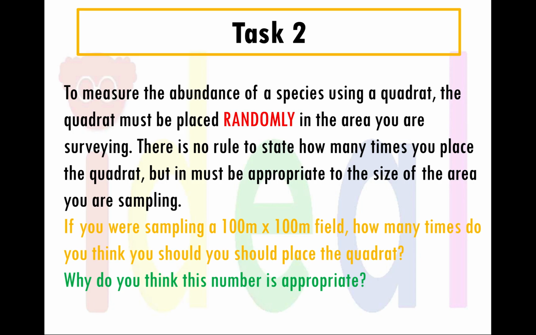So for example, if you've got a 100 metre by 100 metre field, how many times do you think you should place that quadrat? Now, if you think about that, that's quite a long way. That's quite a large area. So you wouldn't want to be just doing it 5 or 10 times. An appropriate number would probably be closer to maybe 20 or 50 times, even 100 times for a field that large. That is most appropriate because you want to make sure that you're sampling the entire field rather than just a very small area of the field, and 100 metres is quite a long way.